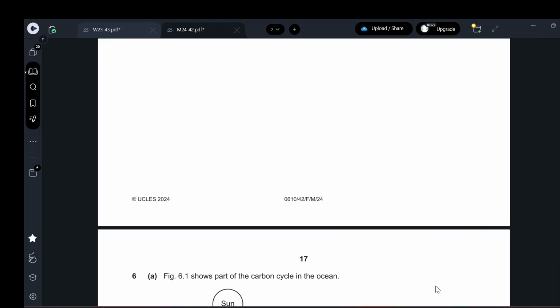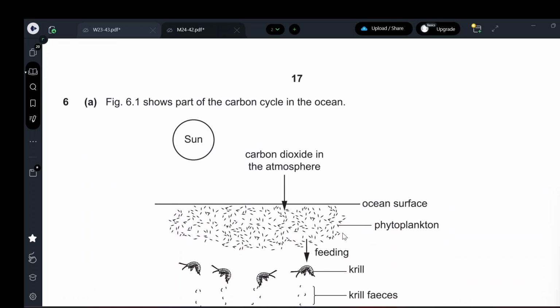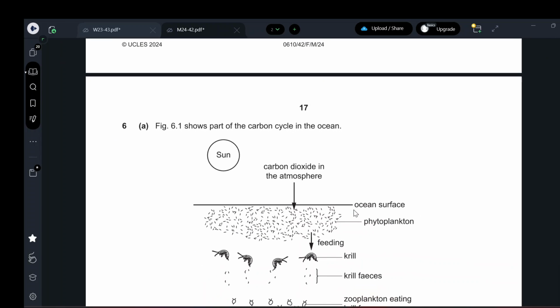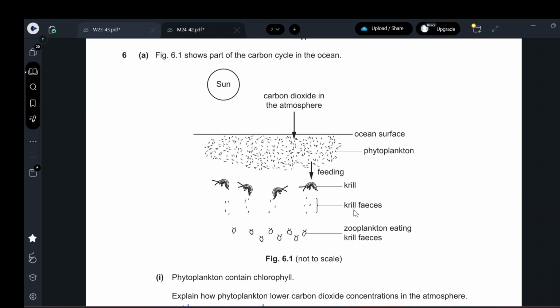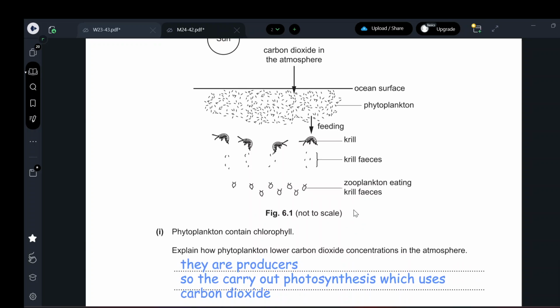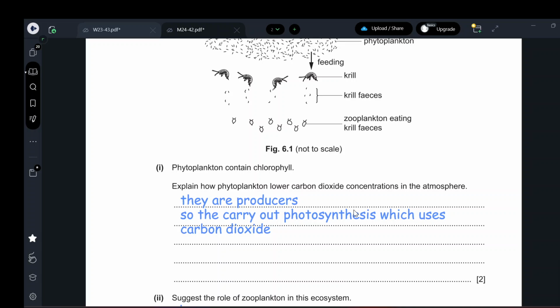The last question. Figure 6.1 shows part of the carbon cycle. Phytoplankton contains chlorophyll. How does phytoplankton lower the carbon dioxide concentration? Since it contains chlorophyll, this means they are producers. They use the carbon dioxide in photosynthesis. Okay? They carry out photosynthesis, which uses the carbon dioxide.